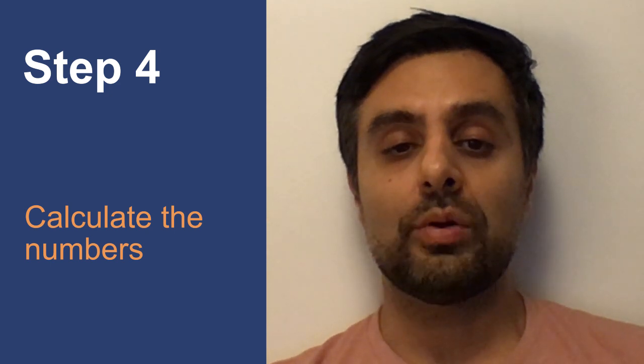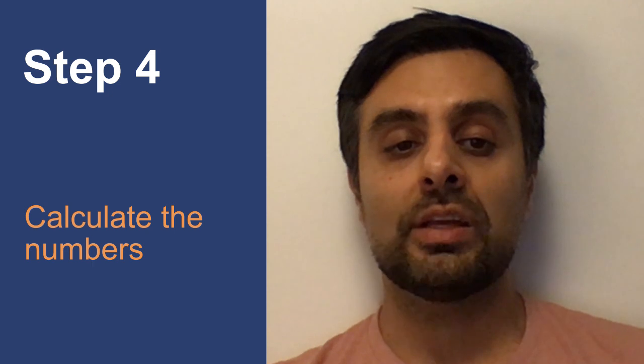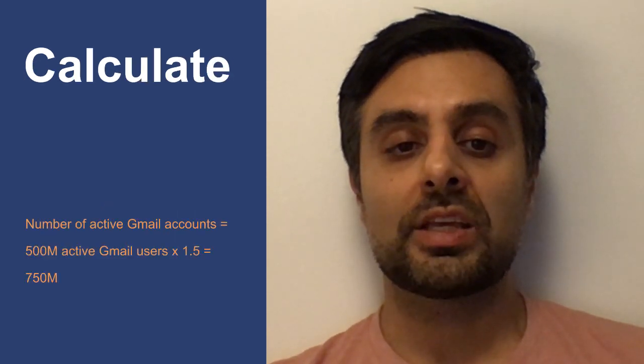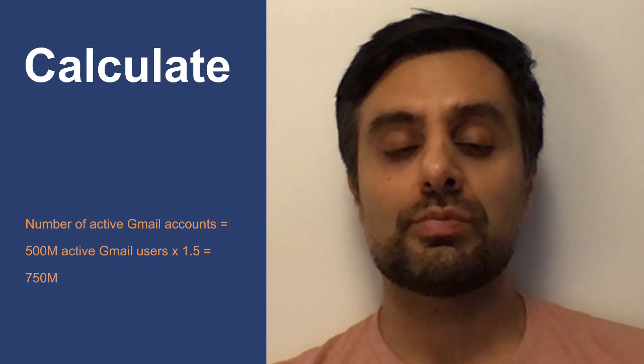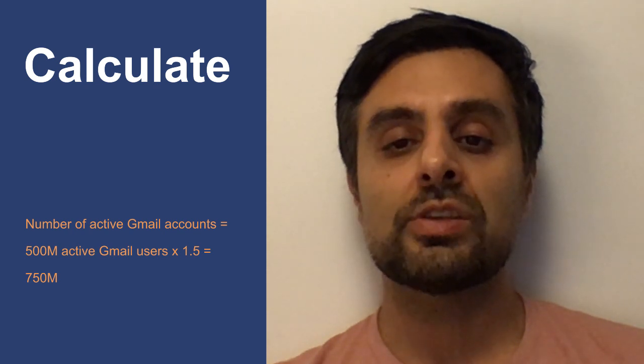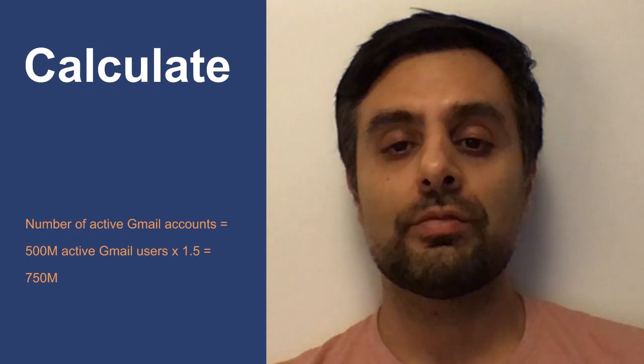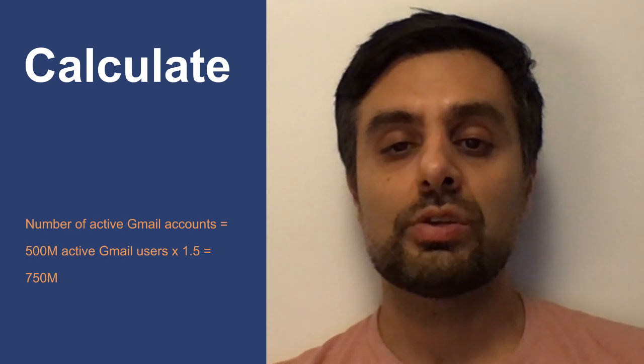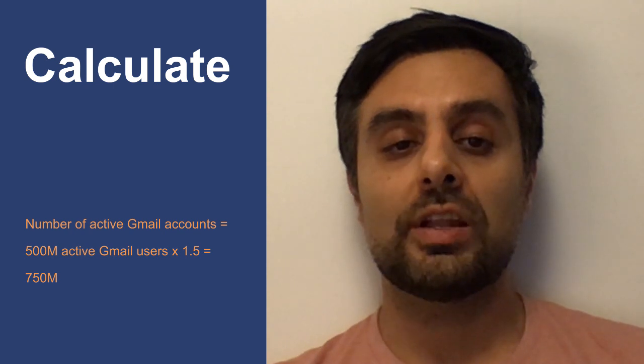For our Gmail example, let's work our way backwards to calculate the daily bandwidth for Gmail. We know the number of Gmail accounts is equal to 100 million, which is the population of the American Gmail users, multiplied by 5 to account for the world population, times 1.5 accounts per user, which gives us 750 million.